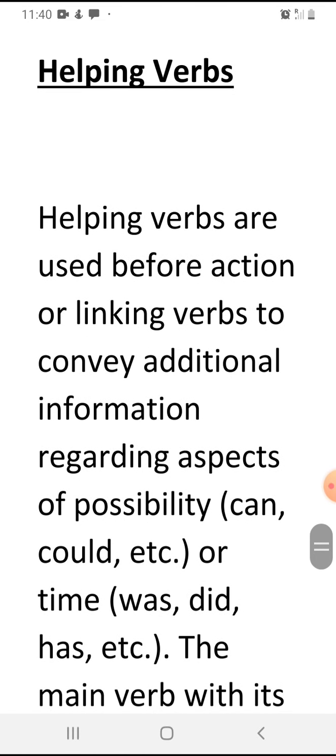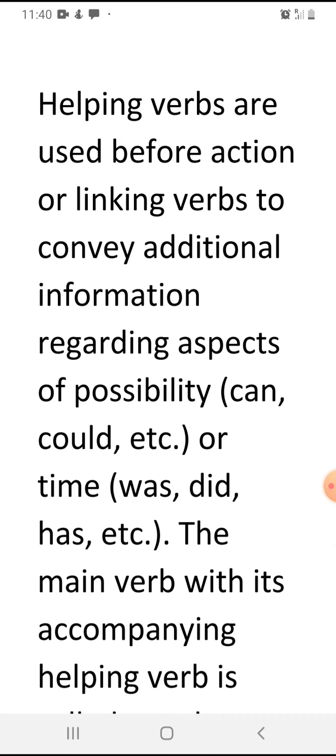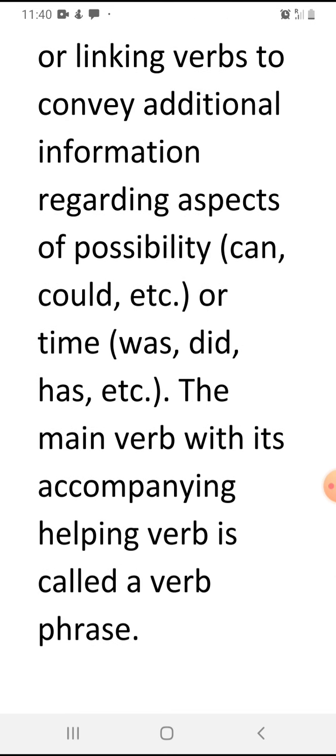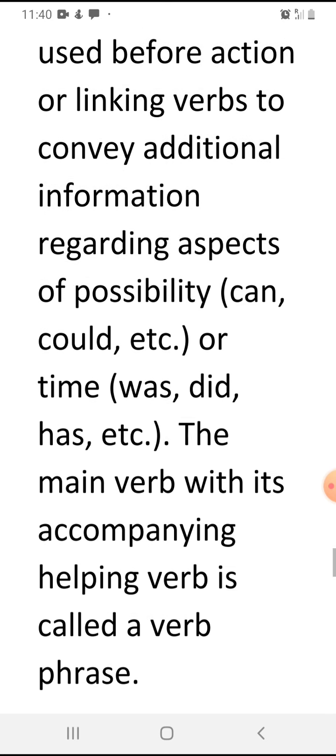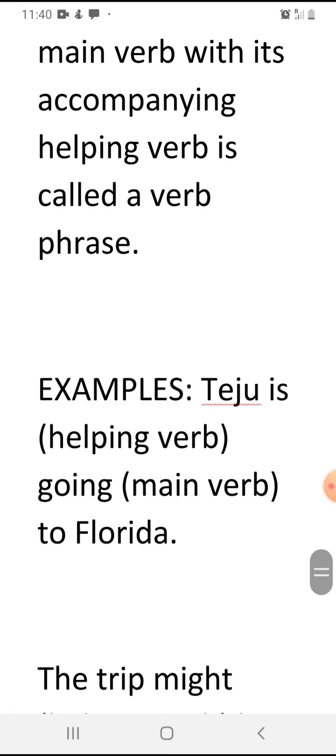The third kind of verbs are helping verbs. Helping verbs are used before action or linking verbs to convey additional information regarding aspects of possibility, can, could, etc., or time, was, did, has, etc. The main verb with its accompanying helping verb is called a verb phrase. For example, Teju is going to Florida.